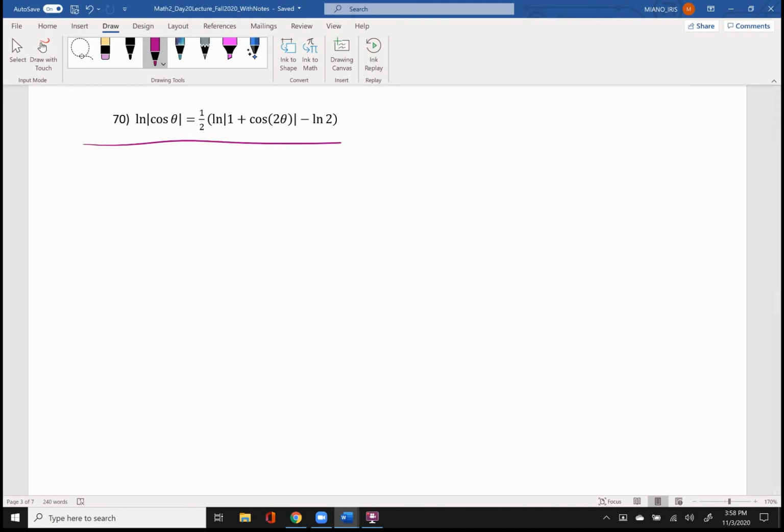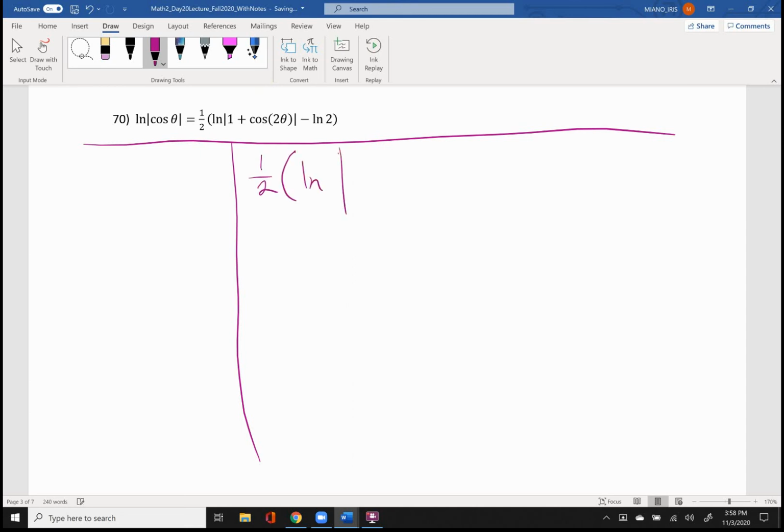Okay, so I'm going to choose to focus on this side of the equation, because this side right here is definitely more complicated than what's going on this side. And by this side, I mean the right-hand side. I'm going to notice that I have natural logs that are being subtracted inside of the parentheses here. So subtractions outside the logs make for division inside the log. So this will be equivalent to 1/2 times the natural log of, keep it in absolute value bars, 1 plus cosine 2 theta all over 2.